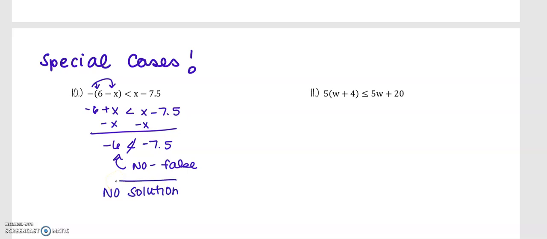So when the variables disappear, don't be scared. That's a possibility. Sometimes the variables are going to go away. Think about this inequality that's left over and just figure out if it is true or false. Let's check out this one.